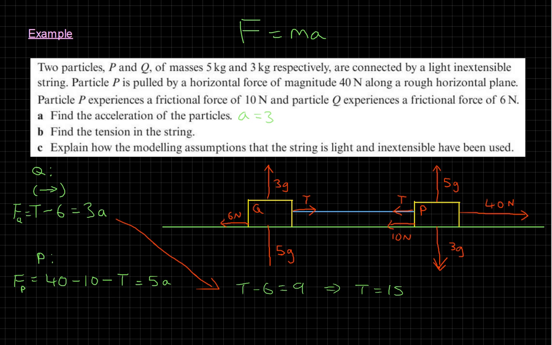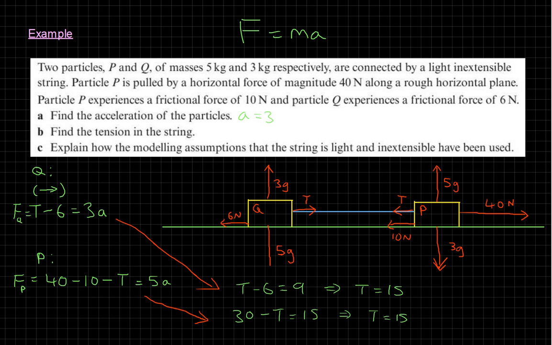And we've got the answer. But just to check that the maths isn't broken, let's look at the other one. We've got 40 minus 10 minus T, so in other words 30 minus T equals 5a. 5a is 15. So then again that implies, oh okay, T equals 15. So it doesn't matter which one you ended up using, they'll both give you the correct answer.